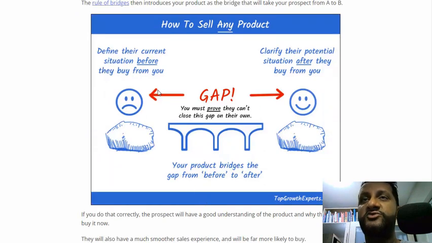Okay, so here's a little example of that in graphical form. You have to define the current situation before they buy from you. You have to clarify their potential situation after they buy from you. And there is a big wide gap in between the two. They should not be able to close that gap on their own, and you have to underline that and prove that. And then that's where you introduce your product, and your product is actually the bridge between the two.